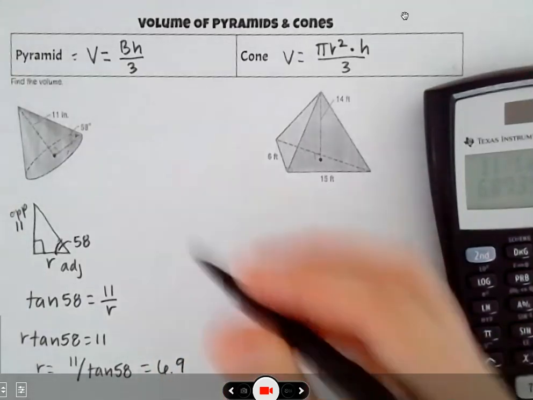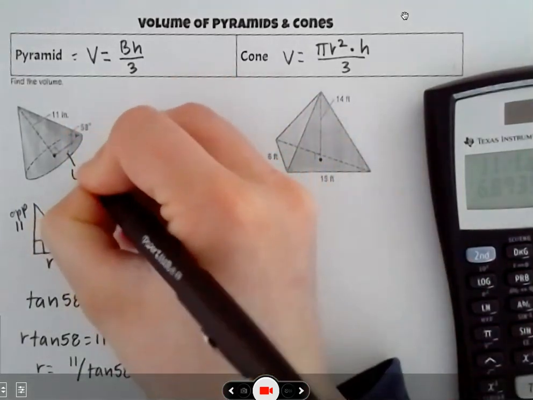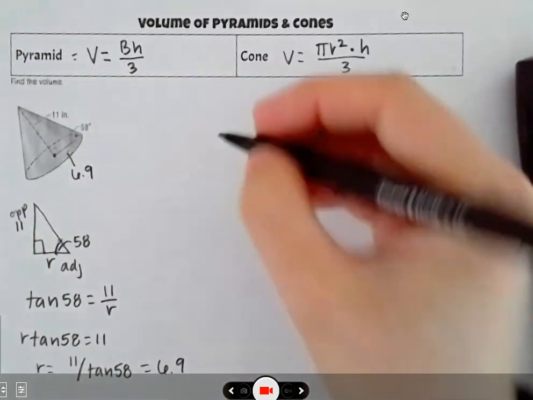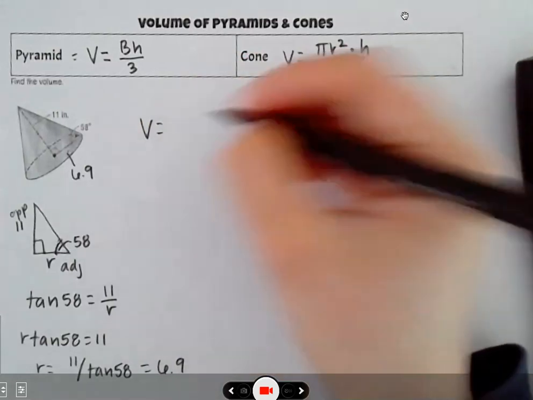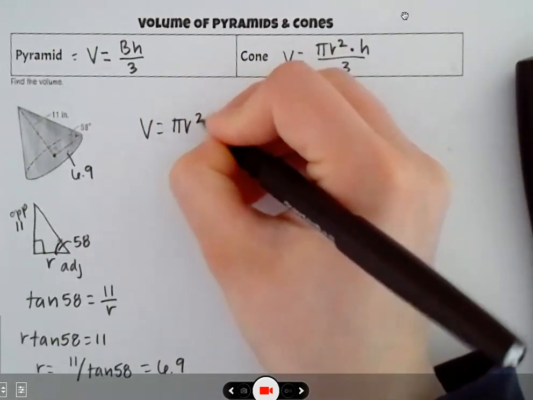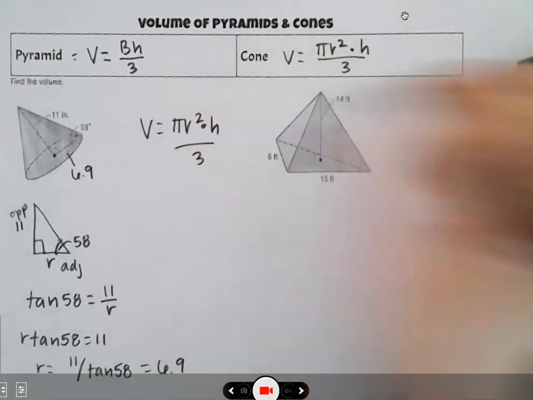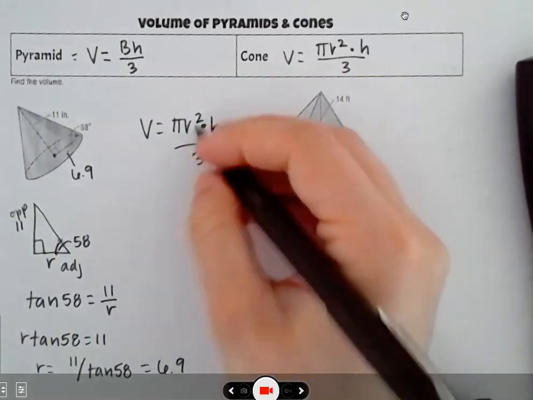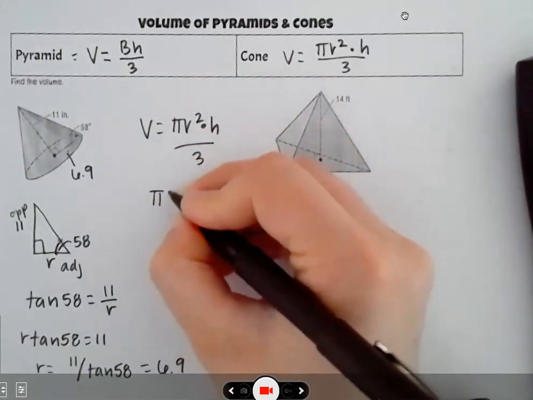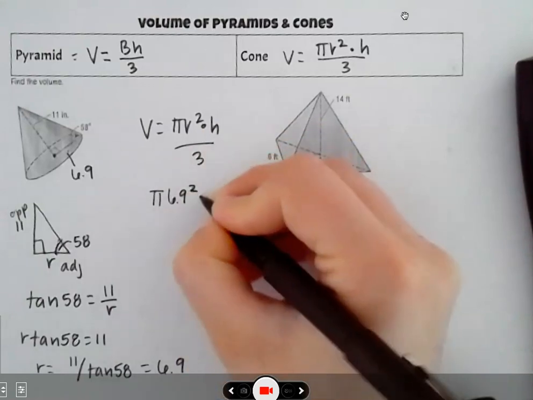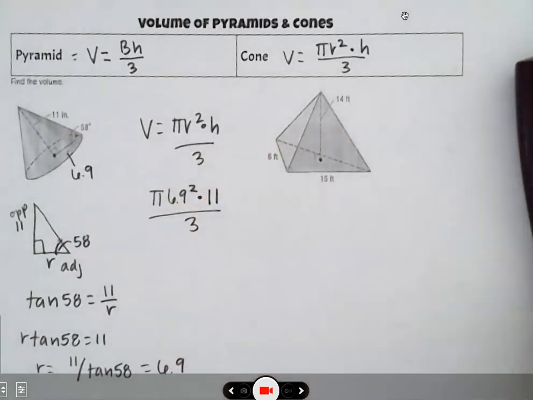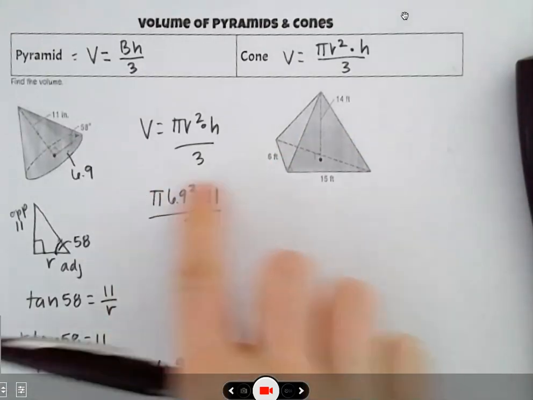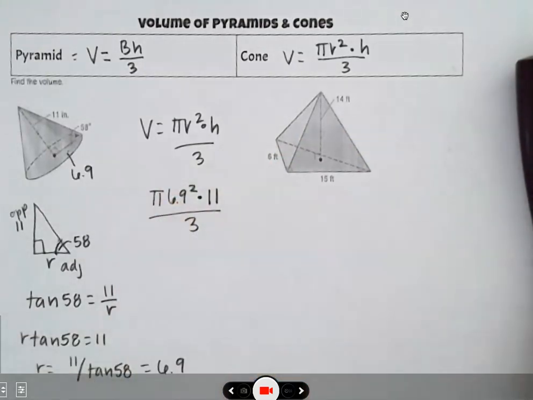Okay, so now we just found our r to be 6.9. So now for our volume, we're going to have pi r squared times our height all over 3. So if we plug in what we know, pi times 6.9 squared times our height of 11 all over 3. Let's first simplify the numerator.